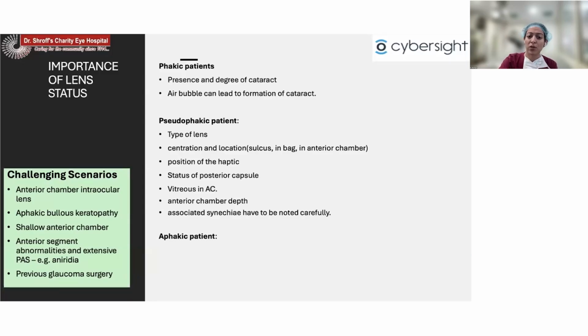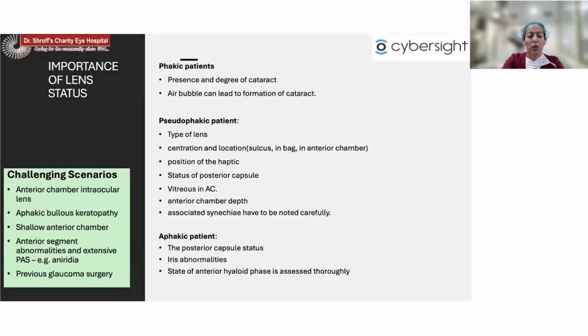What is the status of the posterior capsule? If there's any vitreous in the AC, it will not allow your lenticule to unfold. And so it is important to know that your AC is clear of any vitreous. What is the anterior chamber depth? And if there are any associated synechiae, they will have to be addressed as well. In an aphakic patient, what is the posterior capsule status? What are the iris abnormalities present? What kind of lens would you want to pick?